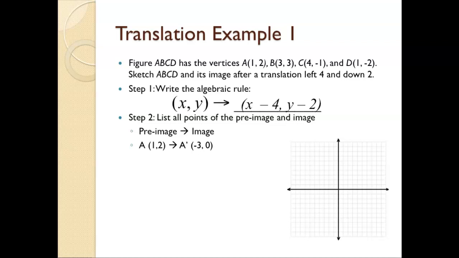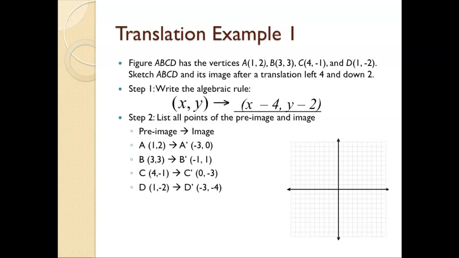All right, for the next one, we have B at 3, 3. We do 3 minus 4, which gives us negative 1, and 3 minus 2, which gives us 1. So B prime is at negative 1, 1. Okay, and then C, we have 4, negative 1. So 4 minus 4 is 0, and negative 1 minus 2 is negative 3. So that means C prime is at 0, negative 3. And then the last point, we have D at 1, negative 2. So 1 minus 4 is negative 3, and negative 2 minus 2 is negative 4. So D prime is at negative 3, negative 4.